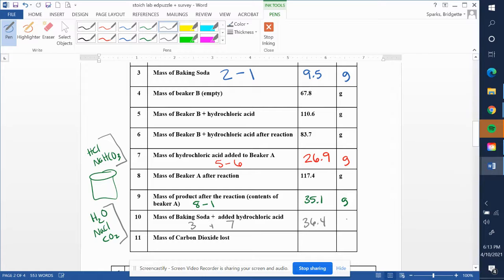And if we do that appropriately, then we will get 36.4 grams. So if the reactants have a mass of 36.4 and everything at the end of the reaction has a mass of 35.1, we know what the mass of the carbon dioxide was, because the carbon dioxide does not stay in the container. The carbon dioxide goes into the atmosphere, right? And so the difference between these two masses represents the mass of the carbon dioxide.